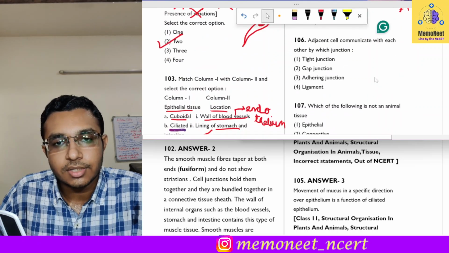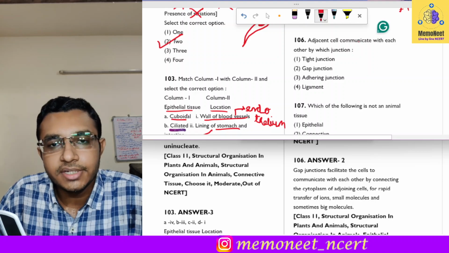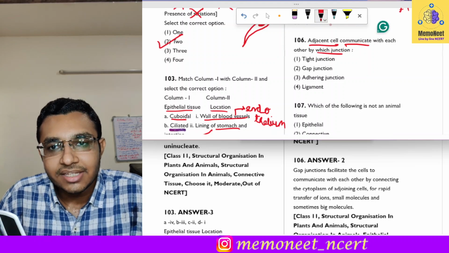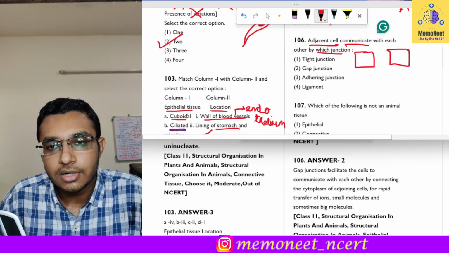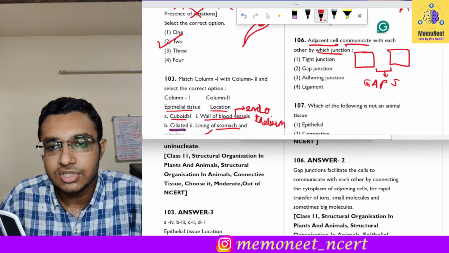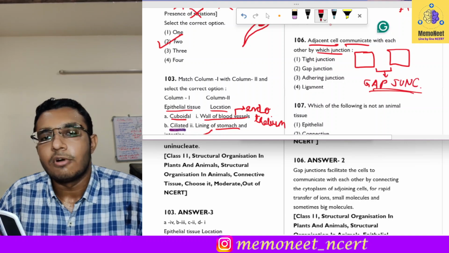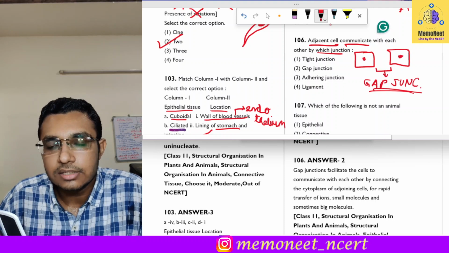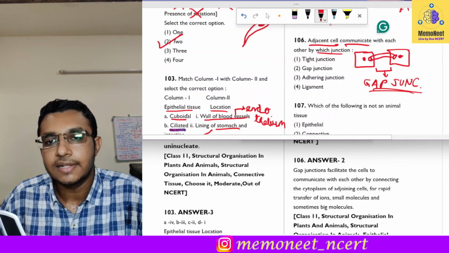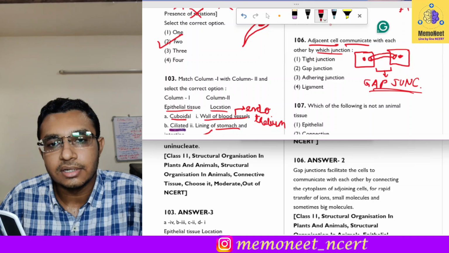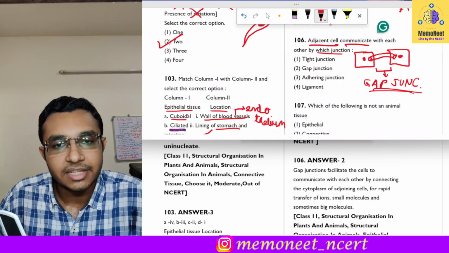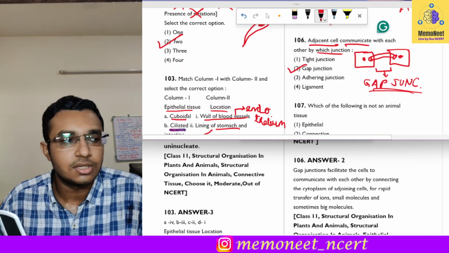Now moving on to the next question, that is question number 106. It states that the adjacent cells communicate with each other by which junction? So see, the adjacent cells communicate with each other by a type of junction called gap junction. Can you see this gap? That's why this junction is called gap junction. What happens in a gap junction is that if these are the two cells, they communicate with each other with the help of a protein called connexin. This is a transport channel which is called connexon, and this helps in the transfer of ions between two cells. So this is how the adjacent cells communicate, by the help of gap junction. So the correct answer of this question is option 2.